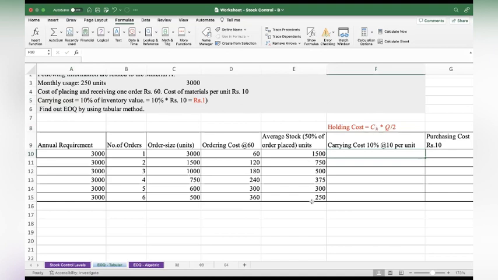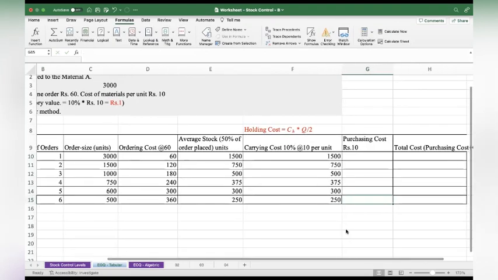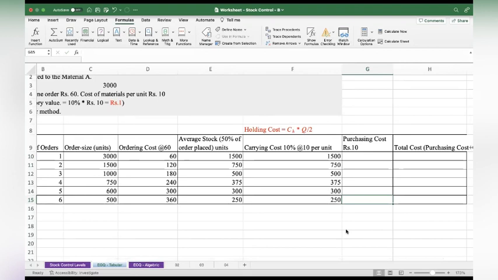Now average stocks, of course, we found here. Now let's multiply these two. So 1 rupee into 1500 will be 1500. Then 750 into 1 rupee will be 750. It won't change since the holding cost per unit is 1 rupee. If it is 2 rupees, then you need to multiply this average stock by 2. 375, 300 into 1 is 300. Then we have 250. Now let's find the purchasing cost. So what did we say as the purchasing cost?